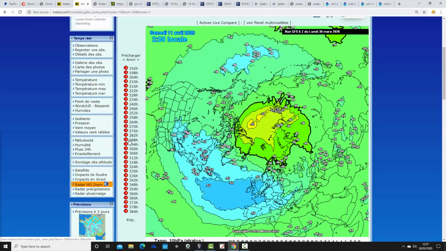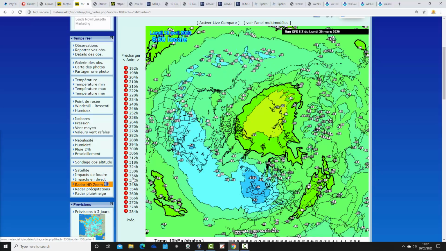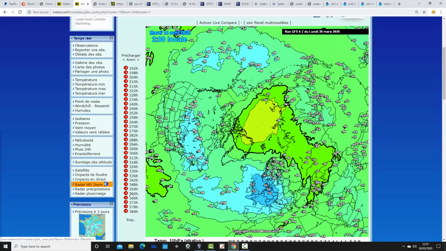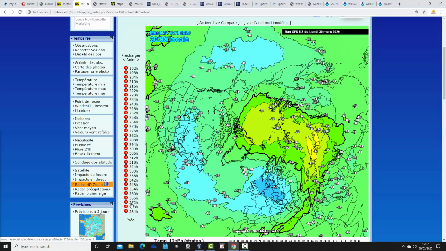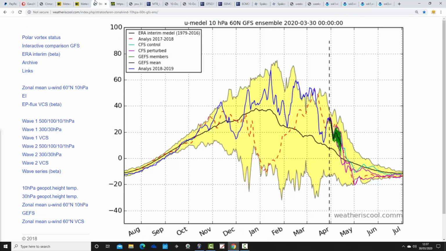It does look as though at the 10 HPA level, at the top of the stratosphere, or near the top of the stratosphere, the polar vortex is pretty much done for now. That's where it's rooted, of course, but it doesn't mean that it can't keep churning away lower down, at least for a while anyway. We'll eventually get rid of it from the troposphere as well, but that looks like it's going to take a little bit of time.